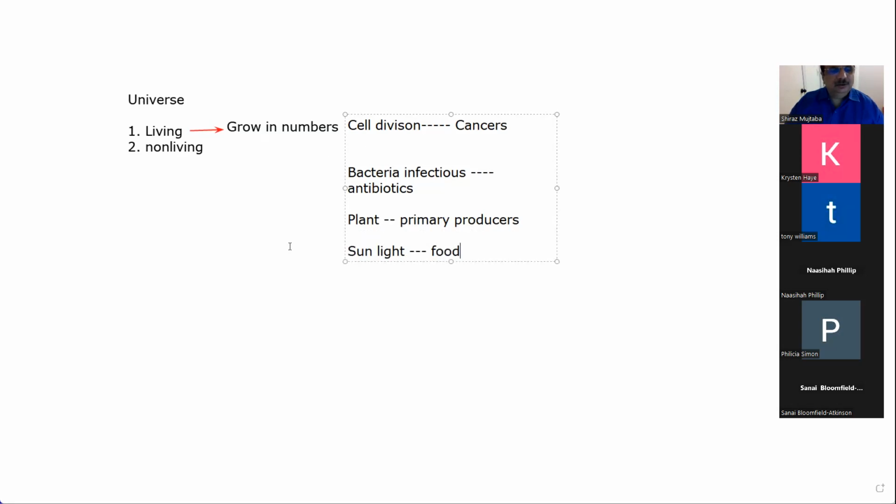Now, there are some interesting organisms which are between living and non-living, and these are very important for public health, and those are viruses. Viruses, when they are inside the cells, are growing and dividing in number, and their objective is to utilize the resources of the host. But when the virus is released into the environment, it cannot independently divide. It needs a host cell.